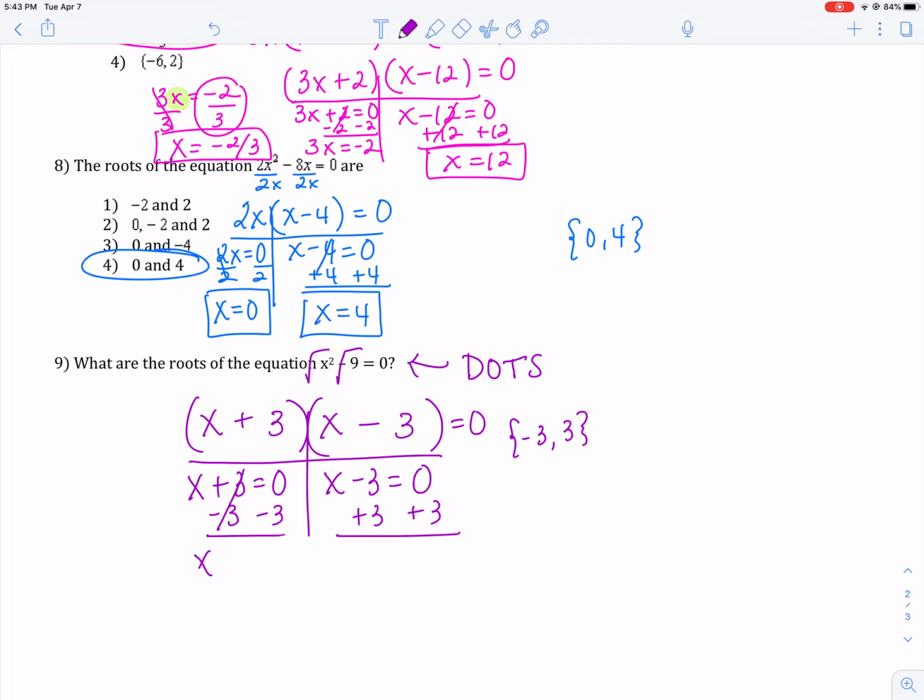Okay, so now I have to subtract 3 from this side, add 3 to this side. So on this side, I get x equals negative 3. One of your solutions. On this side, I get x equals positive 3. And there's your negative 3 and positive 3.